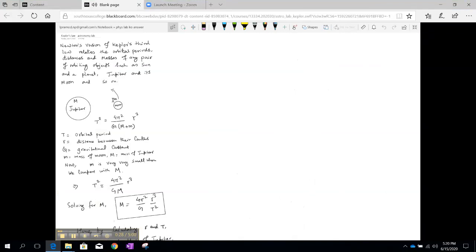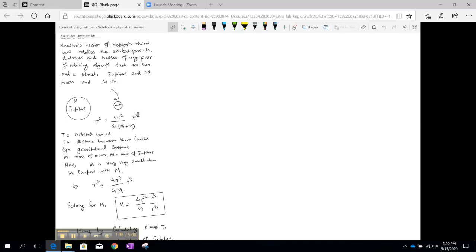So little m is the mass of the moon and big M is the mass of Jupiter. T is the orbital period, that means how long it takes for the moon to go around Jupiter for one complete revolution. T squared should be equal to 4 pi squared over G, where G is the universal gravitational constant, the value of which is 6.67 times 10 to the negative 11. And this is the mass of Jupiter, and this is the mass of the moon.